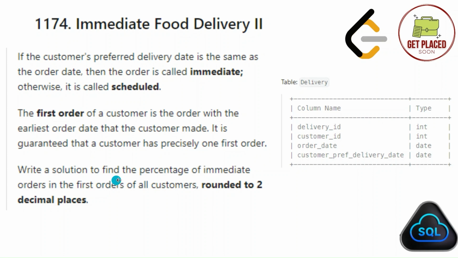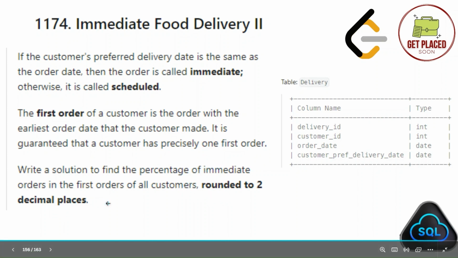So we are supposed to write a solution to find the percentage of immediate orders in the first orders of all customers. For each and every customer's first order, we will find the percentage of immediate orders. Once we get the percentage, we'll round it to two decimal places. Okay, now let's understand an example.